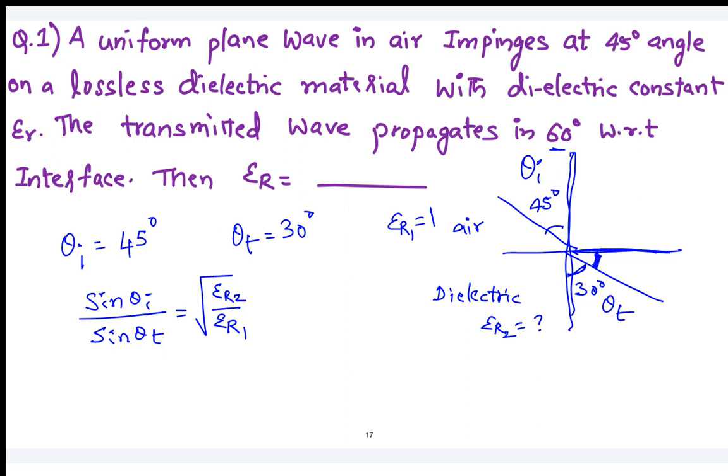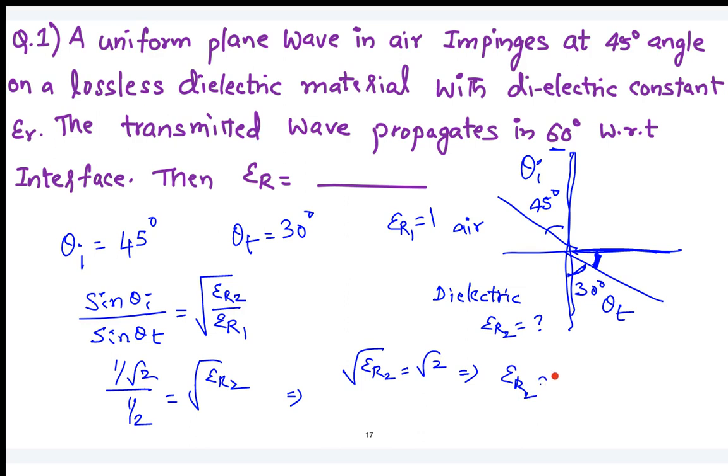So that is 1 by root 2 divided by 1 by 2, which is equal to root epsilon r2. Is it 1.5 or something? So root epsilon r2 is equal to root 2. Fine, so you are going to get 2. Please cross check your answer. Okay, we'll go to the next problem then.